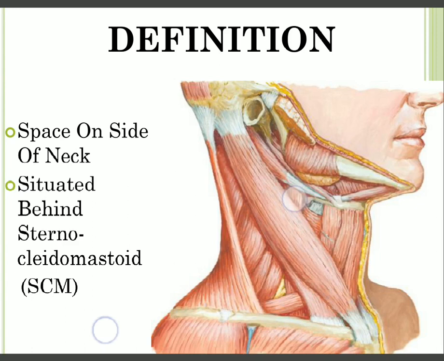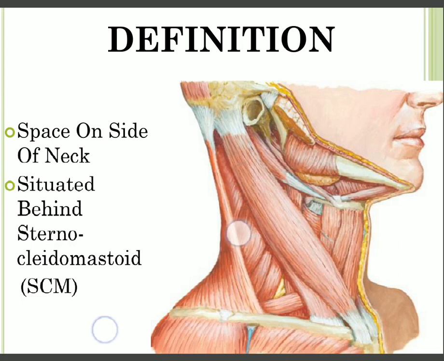this is the anterior border of the sternocleidomastoid. This is the posterior border of the sternocleidomastoid. This muscle is the trapezius muscle. This is the anterior border of the trapezius muscle. So, the anterior boundary of the triangle is formed by the posterior border of the sternocleidomastoid, and the posterior boundary of the triangle is formed by the anterior border of the trapezius muscle.